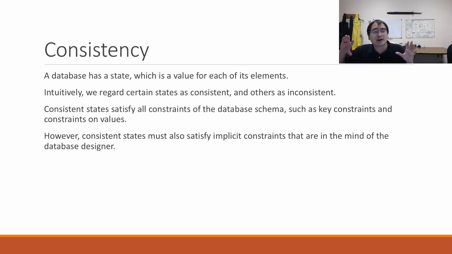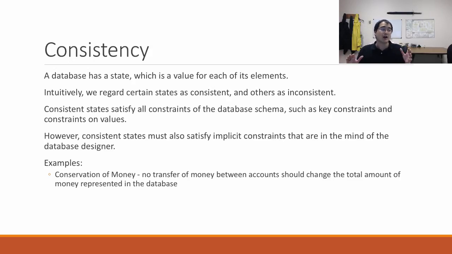However, there are often more implicit constraints that are in the mind of the database designer. They're not built into the database code, but they're expectations on how the database should work. So for instance, it's not necessarily a law. There's no software that enforces this, but we often, especially when you're talking about account balance and stuff, have a conservation of money, which means that when you're transferring money between accounts, there should not be a change in the total amount of money in the database. Like if you're moving $100 from account A to account B, there shouldn't be suddenly more money represented in the database than there was before.